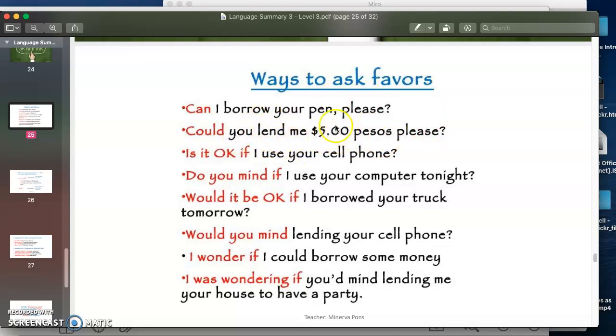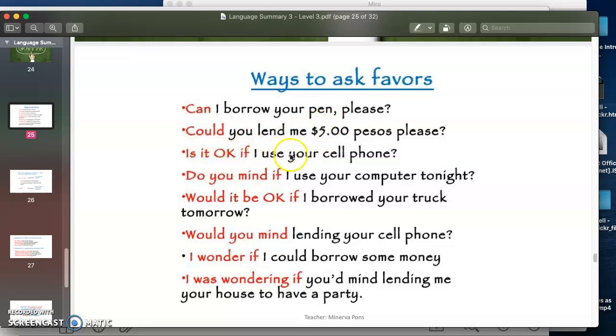We say lend because these 5 pesos, you are supposed to give them back to me. If you tell me, could you lend me 5 pesos please, it's because these 5 pesos, I'm going to get them back. You are not keeping them. I am lending you the money, but I am not gifting you the money. I am not giving you the money. You need to give me my money back.